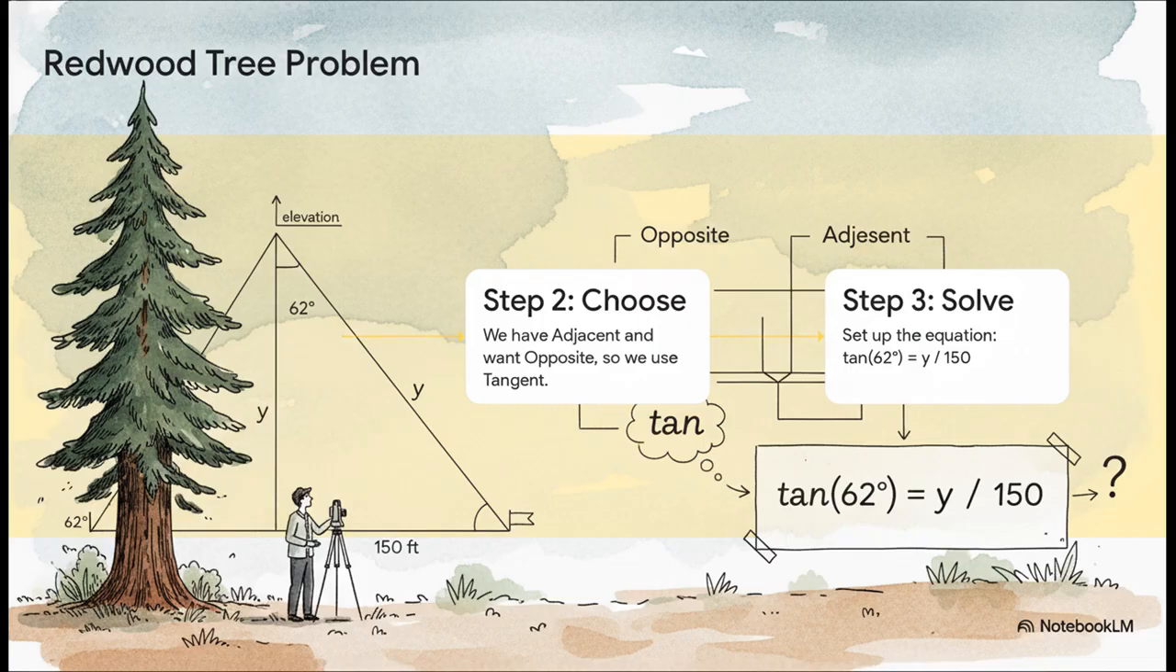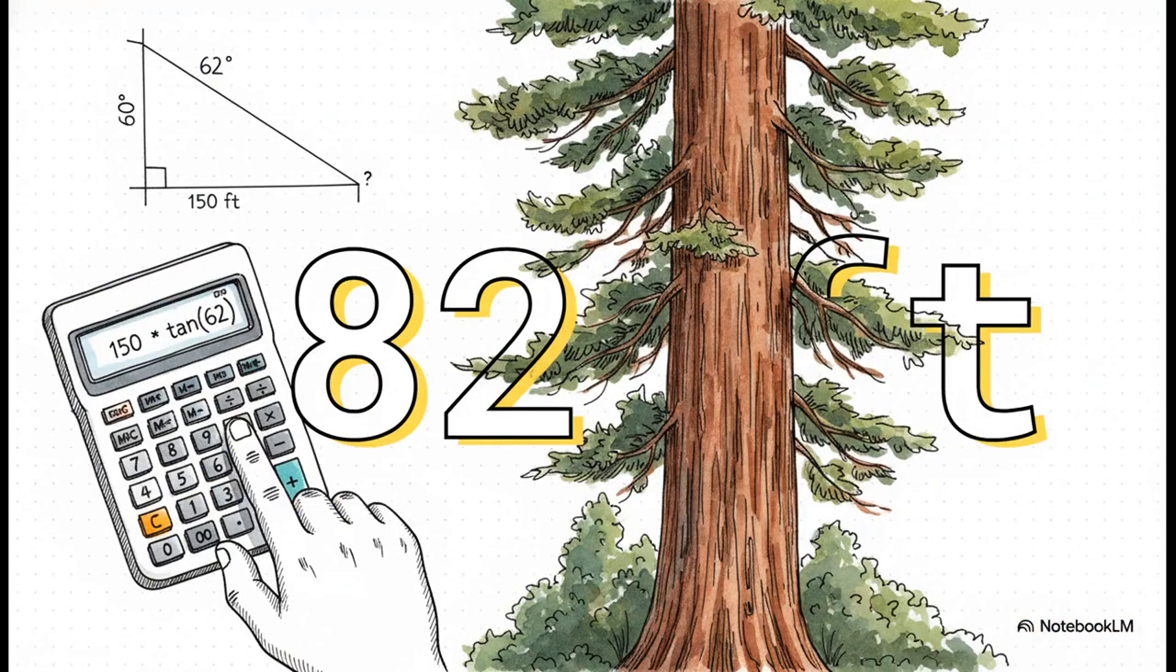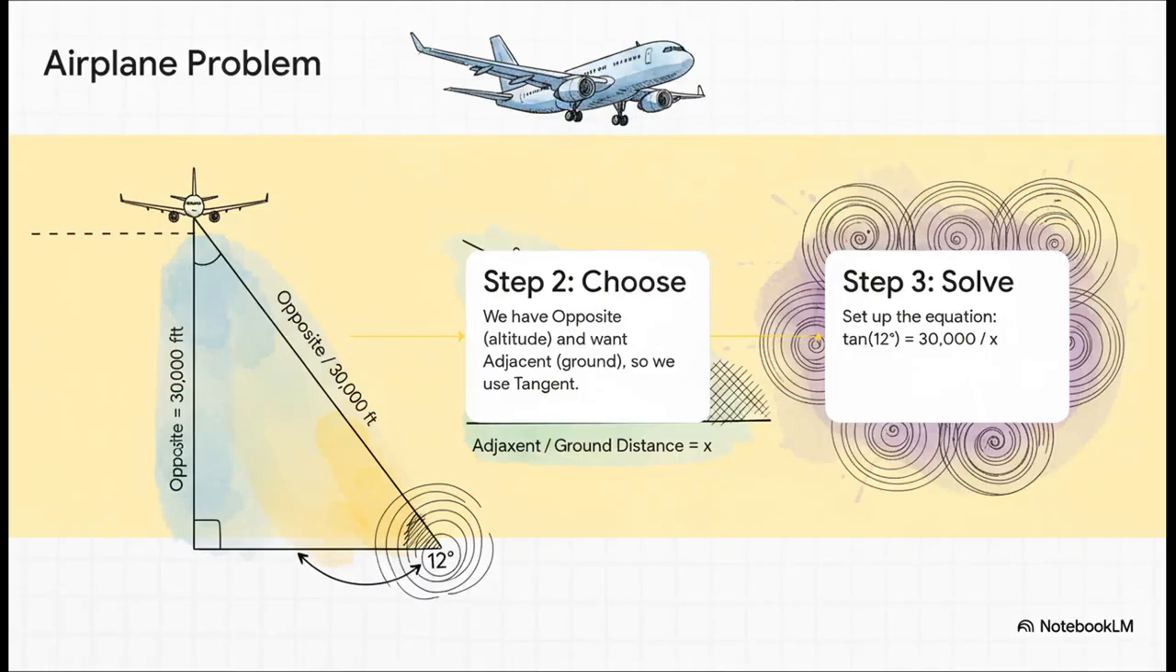From our 62-degree angle, we're looking for the opposite side, the tree's height, and we know the adjacent side, the ground. Opposite and adjacent, that sounds like TOA from SOHCAHTOA. So, we're using tangent. You just set up the equation, punch it into your calculator, 150 times the tangent of 62 degrees, and boom, you get your answer. That redwood tree is about 282 feet tall. Simple, clean, correct.